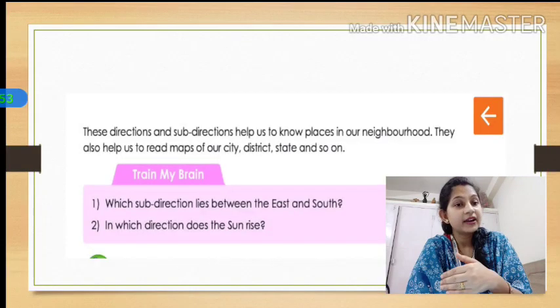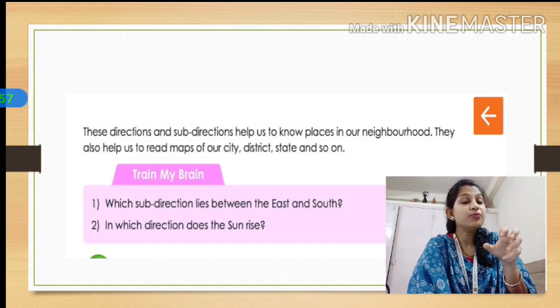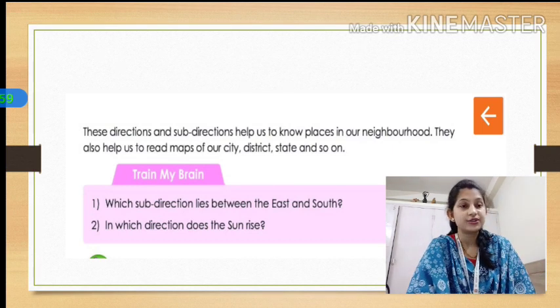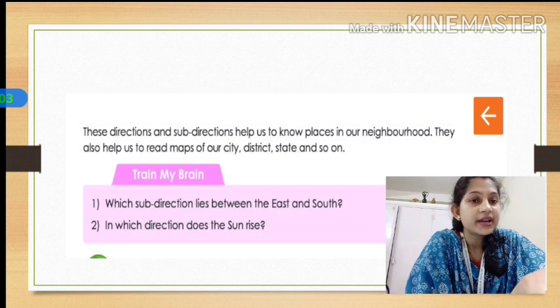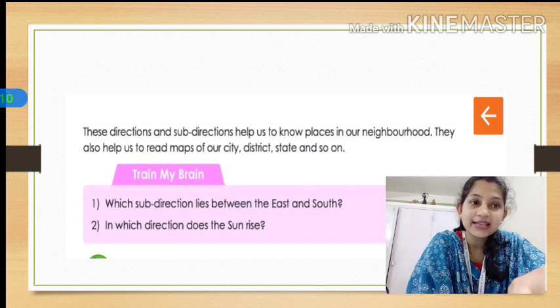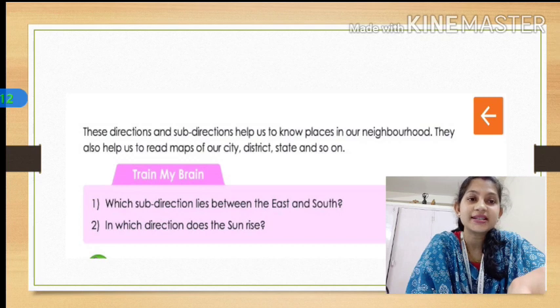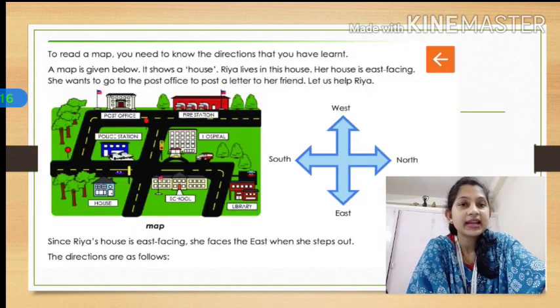You turn left, then turn right, pass that area. So you should be able to interpret that direction. Okay. So now see this one, which subdirection lies between east and south? Southeast direction. In which direction does the sun rise? This is a very easy question, students. The answer will be east, isn't it? Now let's move ahead and see this one.